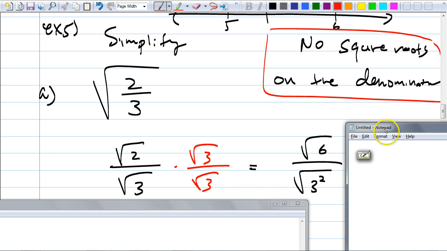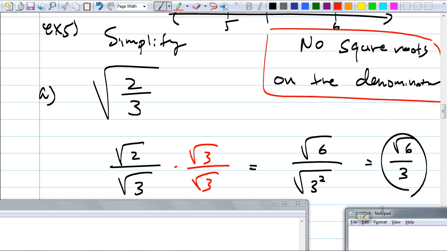Yeah, so this becomes square root of 6 over 3, right? And look at my denominator. My denominator is not a square root anymore. You see? So that's how you simplify square roots like this. I get square root of 6 over 3, like that. Okay? Does that make sense? Easy enough? Okay, so whenever you deal with square roots, you may not have a square root in the denominator. And there's a nice simple way to get rid of it. Just multiply the numerator and the denominator by that square root. Okay, so write that down.